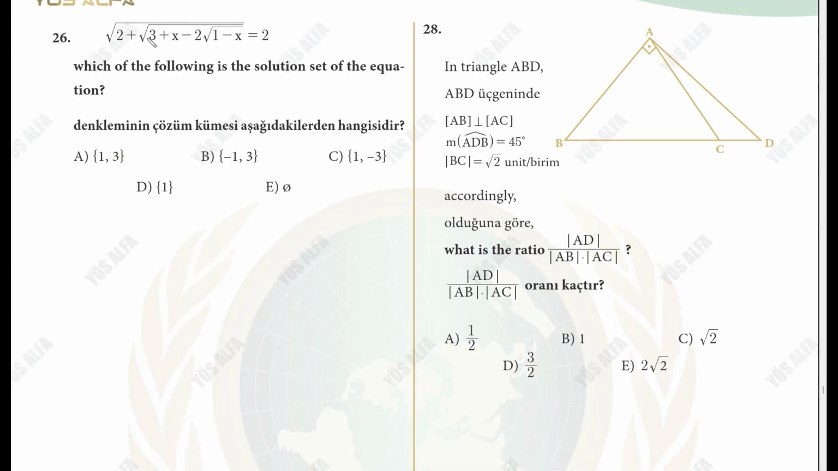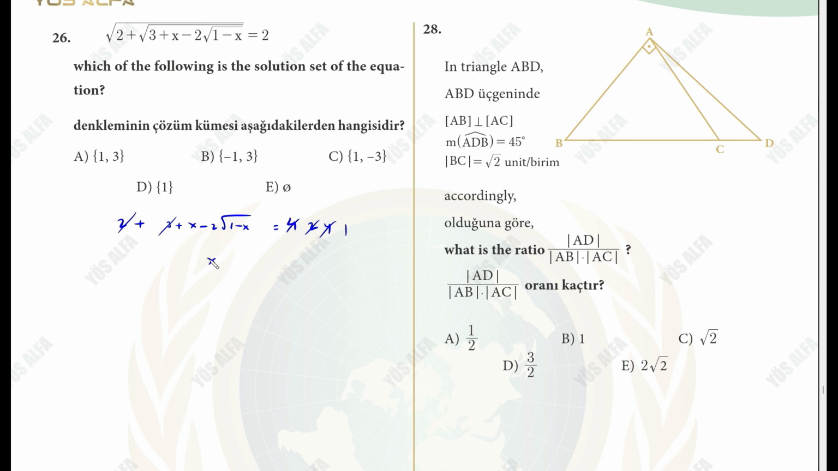Number 26. Which of the following is the solution set of the equation? We'll start by taking the squares of both sides. So we get 2 plus square root of 3 plus x minus 2 times square root of 1 minus x is equal to 4. So 4 minus 2 is 2. Squaring both sides of the equation, we have this. 4 minus 3 is 1.